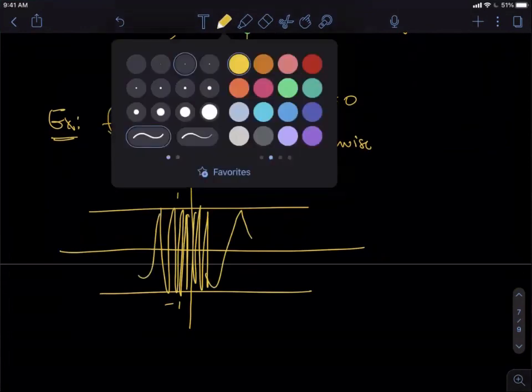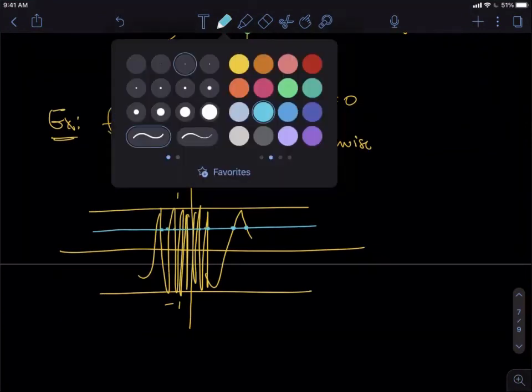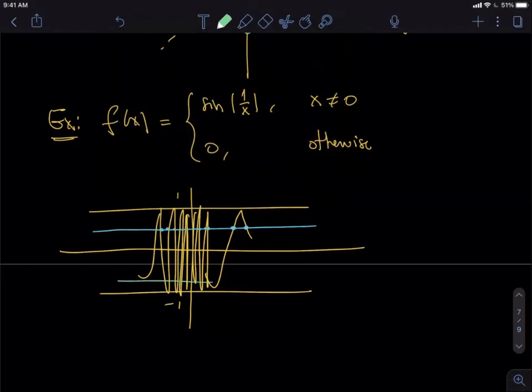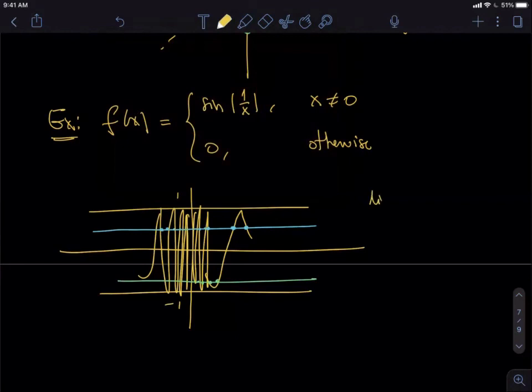Here the difficulty is that you just pick a value and you will have a sequence that seems to converge to that value. But you can pick any value between -1 and 1, and you will get a sequence that converges to that value. So there can be no limit as x tends to 0 of sine of 1 over x. This does not exist.